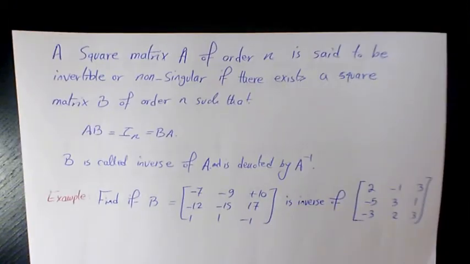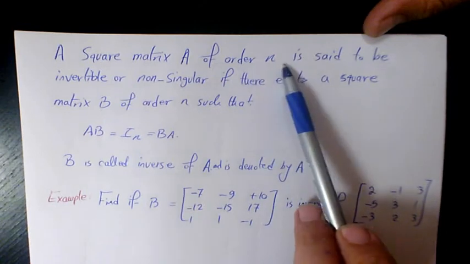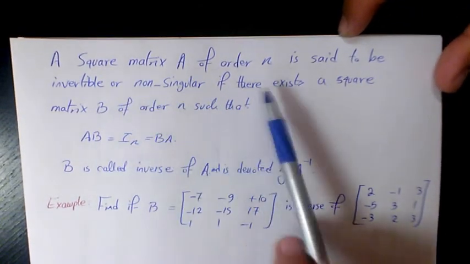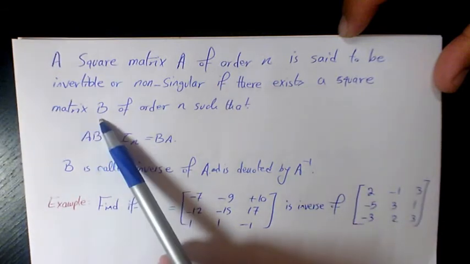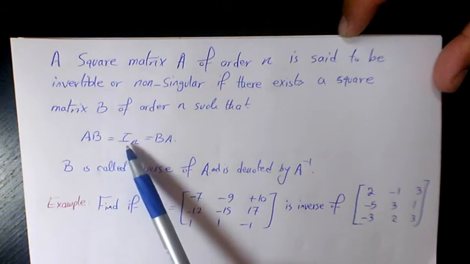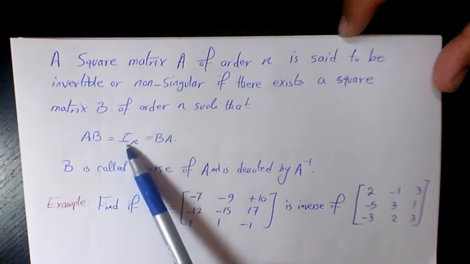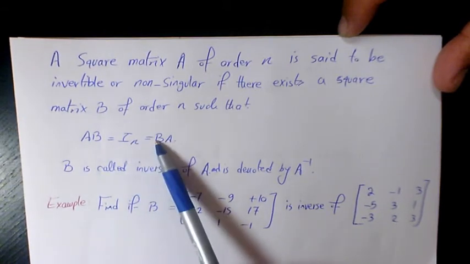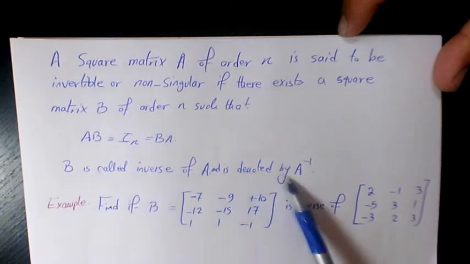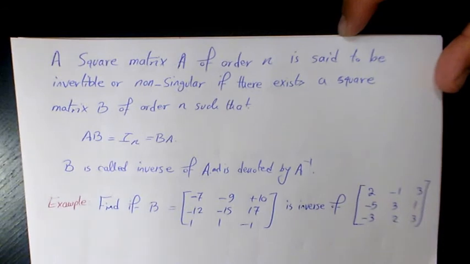Next concept is when we are dealing with a matrix which is invertible or non-singular. A square matrix A of order n is said to be invertible or non-singular if there exists a square matrix B of order n such that A times B equals an identity matrix, which is also equal to B times A. B is called the inverse of A and is denoted by A to the power of -1.